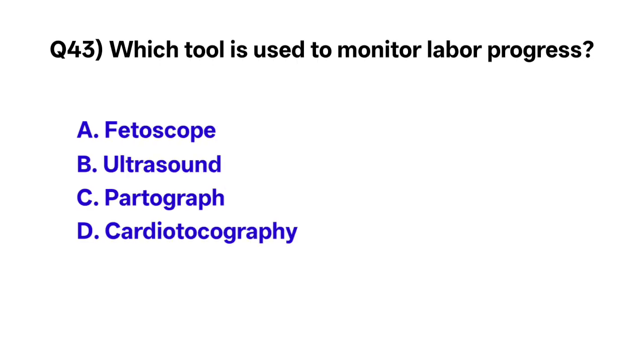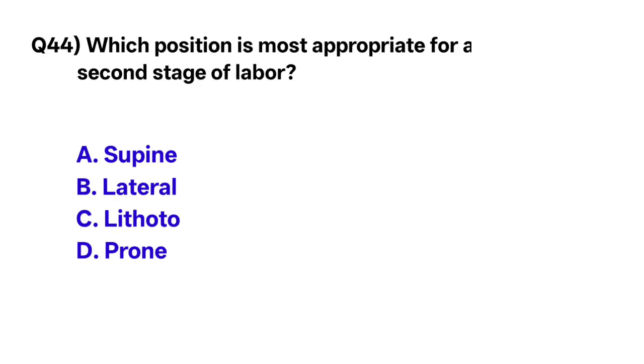Question number 43. Which tool is used to monitor labor progress? The correct option is C. Partograph. Question number 44. Which position is most appropriate for a woman in second stage of labor? The correct option is C. Lithotomy.